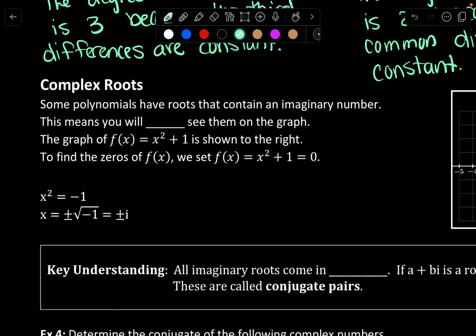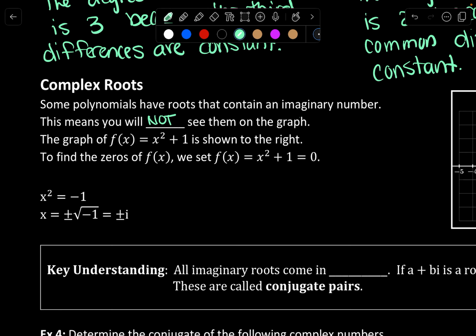The next topic we will be talking about in Unit 3 is complex roots. So some polynomials have roots that contain an imaginary number. This means you will not see them on the graph, particularly a Cartesian graph where it's x and y coordinates.